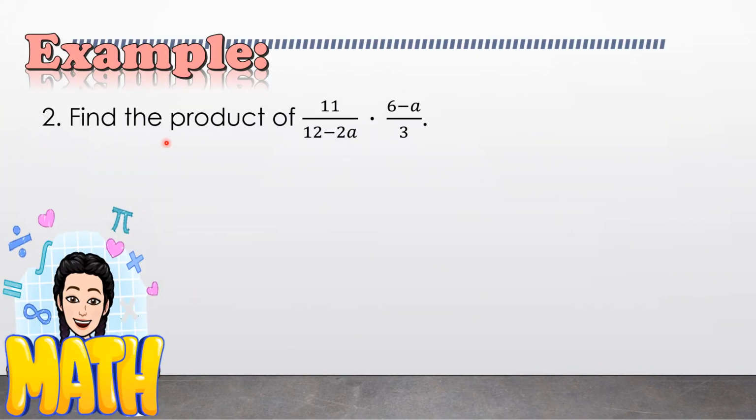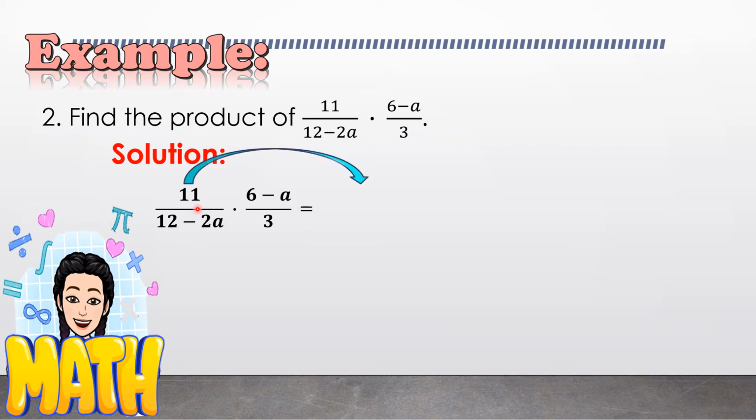Example 2. Find the product of 11 over 12 minus 2a times 6 minus a over 3. First na gagawin natin is to get the factored form of each term. So dito sa 11, since prime na yan, re-retain lang natin siya.